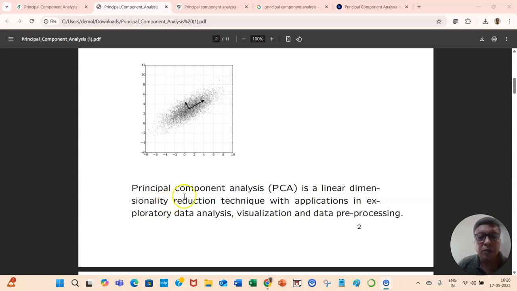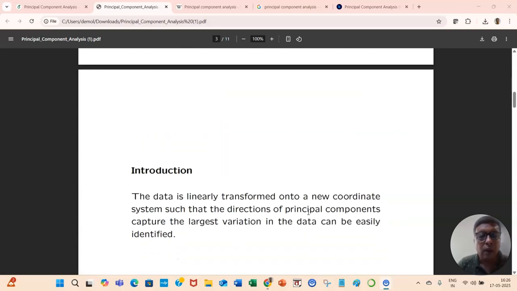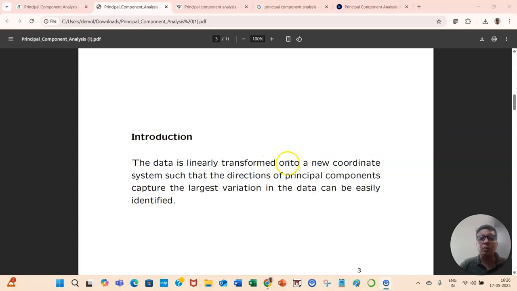To start with, principal component analysis (PCA) is a linear dimensionality reduction technique with applications in exploratory data analysis, visualization and data pre-processing. The data is linearly transformed onto a new coordinate system such that the directions of principal components, which capture the largest variation in the data, can be easily identified.